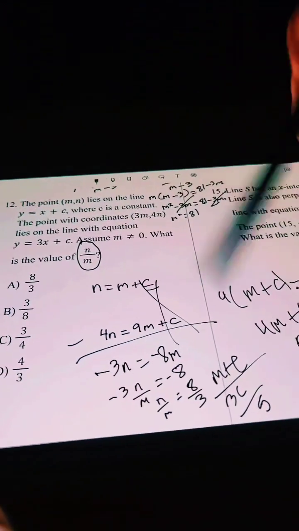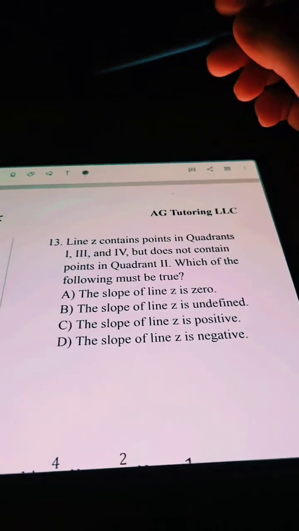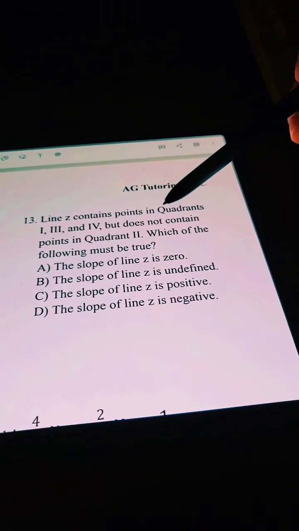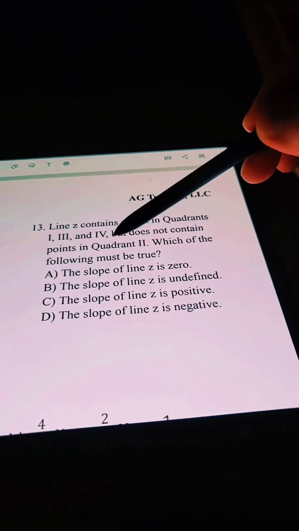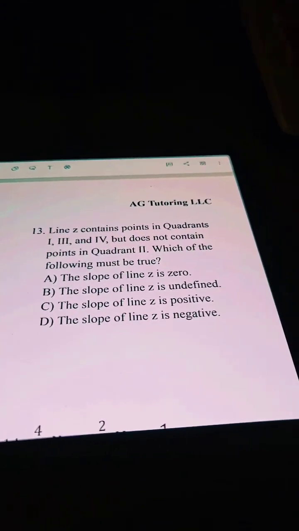So then I get 8/3 as my answer here, A. So for number 13, it says line Z contains points in quadrant 1, 3, and 4, but does not contain points in quadrant 2. Which of the following must be true?